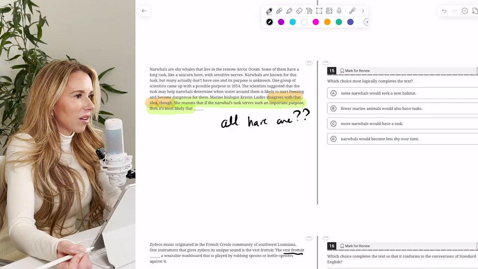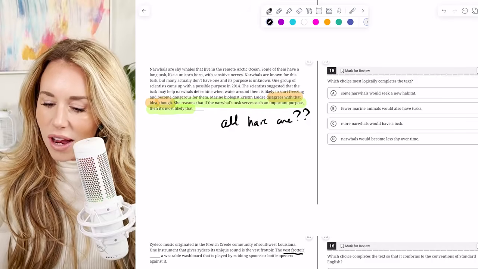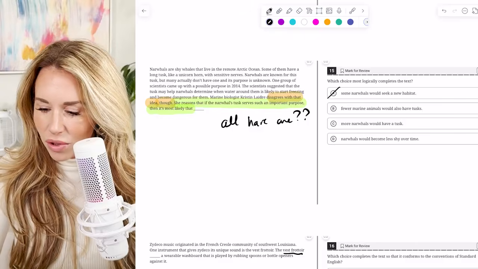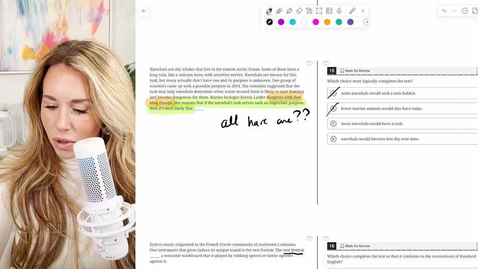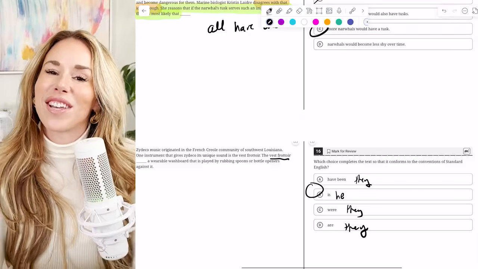That would be what I would conclude. They should all have it then. So, A, some narwhals would seek a new habitat. No, fewer marine animals would also have tusks. No, more narwhals would have a tusk. Bingo. That's exactly what I was thinking. All right, guys, that's it for Module 1.